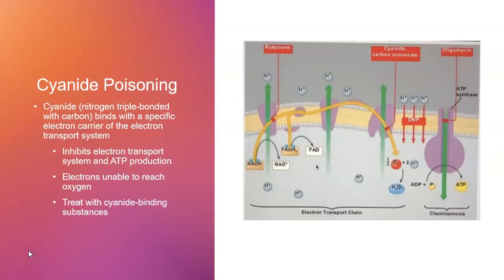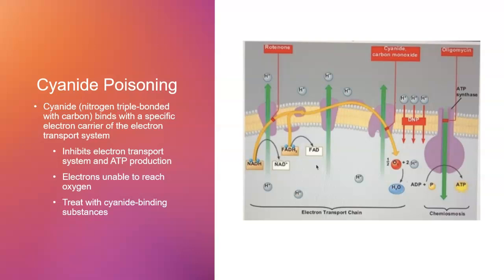Cyanide is formed when a nitrogen atom triple bonds with a carbon atom. Cyanides are extremely toxic if they combine with a specific carrier in the electron transport chain. That leads to inhibiting the electron transport chain and therefore inhibiting the production of ATP. Even though we've got plenty of oxygen available for catching the electrons, when you inhibit that one electron carrier, it prevents the electrons from reaching the oxygen.